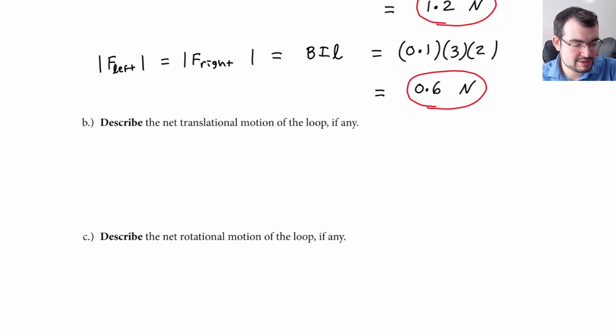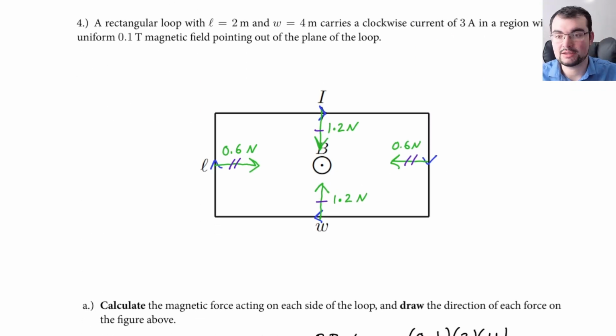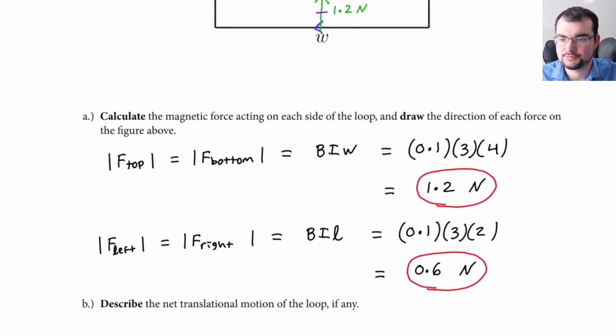Describe the net translational motion of the loop. So this means the actual moving up, down, left, right. Will it be changing where its center of mass is located? No. There's no net force. So it's not going to translate, right? There are forces. There's 4 forces on this loop, but there's no net force. So it's just going to stay there.